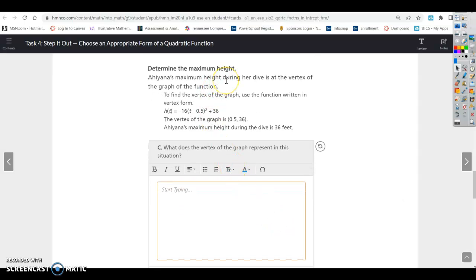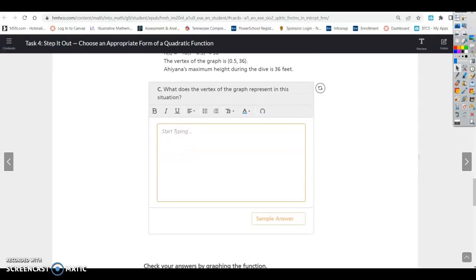Determine the maximum height. Okay, so this would be best found from vertex form. So it says Ayana's maximum height during her dive is at the vertex of the graph. To find the vertex of the graph, use the function written in vertex form. So we can see that (0.5, 36) is your vertex. Ayana's maximum height during her dive is 36 feet. All right, so it says, what does the vertex of the graph represent in this situation? Well, it represents after a half a second, she's 36 feet above the water. So that's what it represents in this situation.